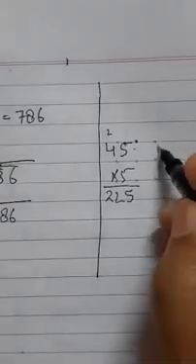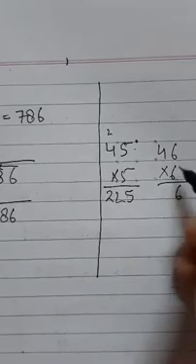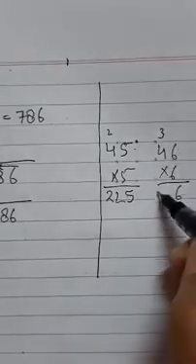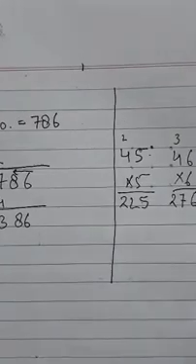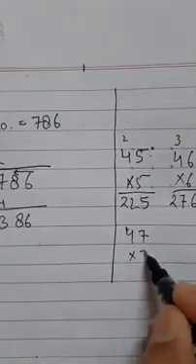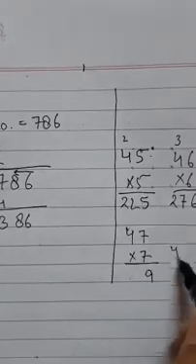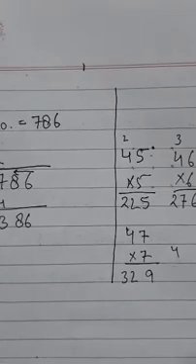Let us put 6 towards the end of 4 and see what happens. 6 6s are 36. 6 4s are 24 plus 3 is 27. It is still less than 386. I'm going to put 7 now. 47 into 7. So 7 7s are 49. 7 4s are 28 plus 4 is 32. So it is still less.